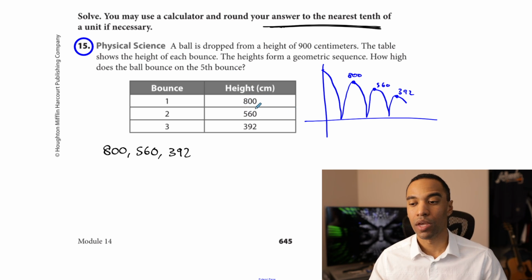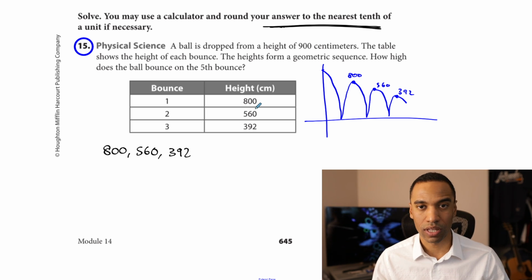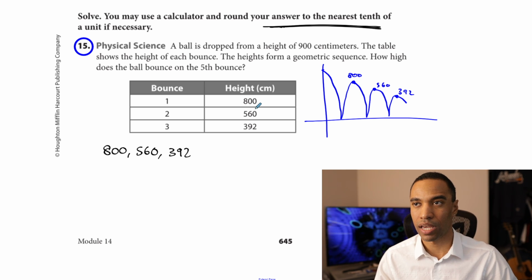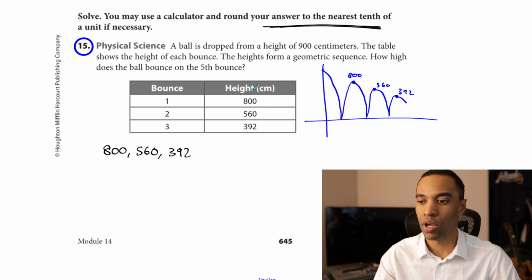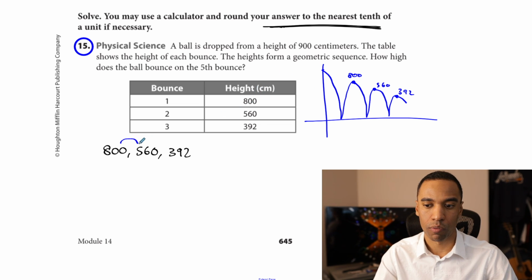It would do half of it. But that's the idea. It goes up a certain percentage of the previous amount. And physically, that's technically what the ball really does do. So what is that number that we can multiply by to go from one to the next?